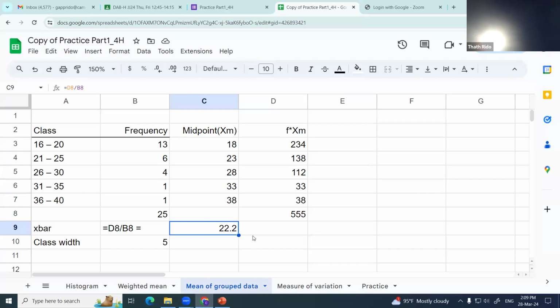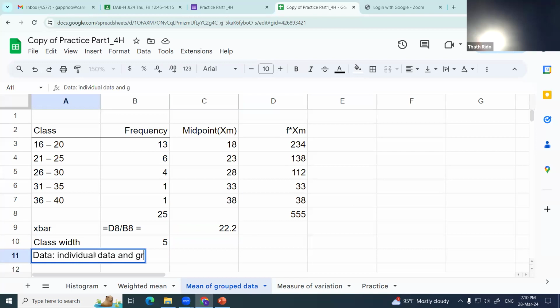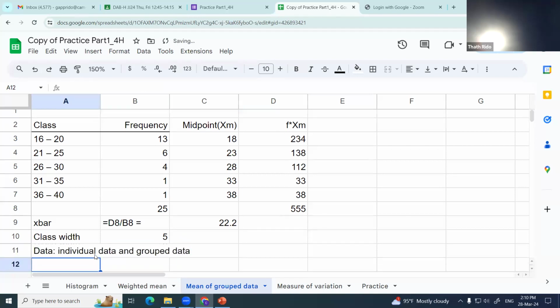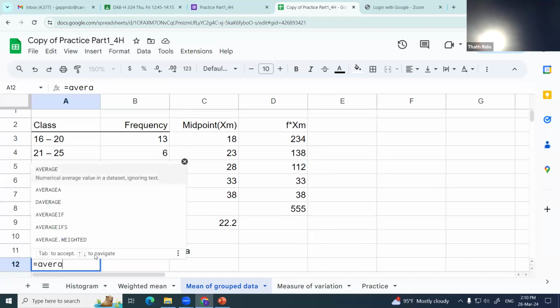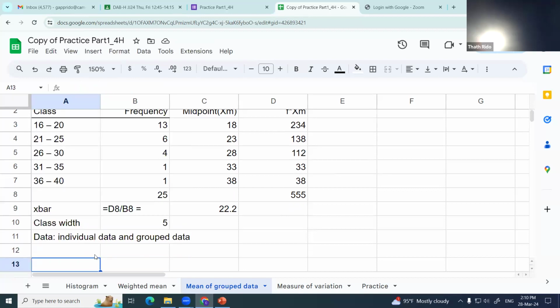for group data. You need to know that we have two types of data. Data can be individual data, and group data. If it's individual, we just type equal AVERAGE and select the data, and that is the mean, the simple average or arithmetic average. But for group data, there is no Google Sheet function. There is no Excel formula or anything.